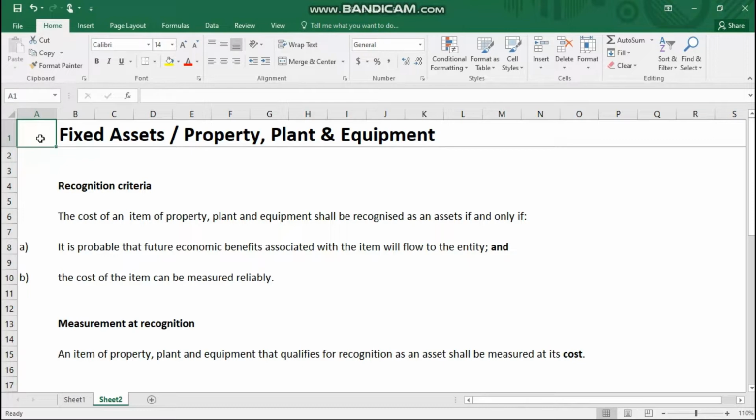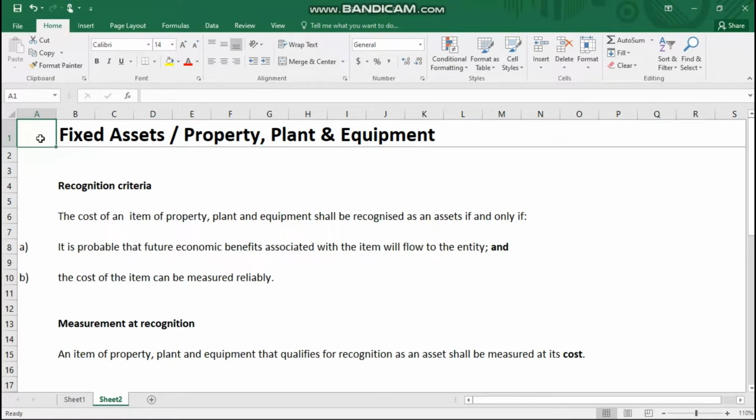Now we'll see how we do the recognition of a fixed asset or property, plant, and equipment. First we'll see what the recognition criteria are. When I say the recognition criteria, it means that in terms of accounting, what the accounting entry will be, at what time we can recognize an item of property, plant, and equipment as an asset, and at what amount we need to recognize it. These are the things that we need to look at in the recognition criteria.